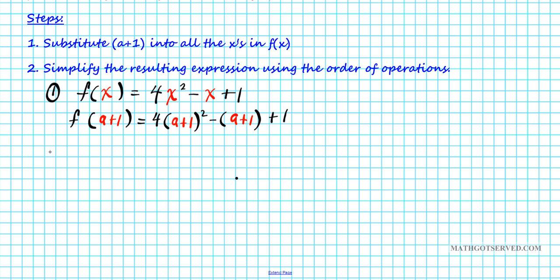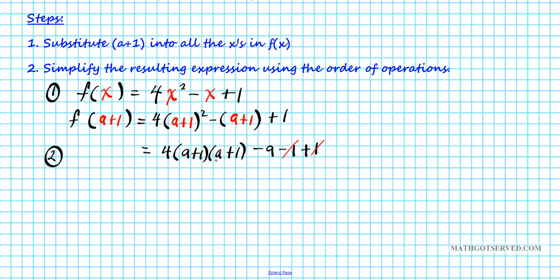Now step 2, we'll simply simplify this expression using the order of operations. All right, so let's go ahead and do that. We have to resolve the powers first. So 4 times a plus 1 times a plus 1. Anytime you have a minus in front of a parenthesis, please proceed with caution because signs switch to the opposite in that situation. So when you distribute minus to a, you have minus a. When you distribute minus to plus 1, you have minus 1 plus 1. All right, so these two last numbers are opposites, so they add up to 0.